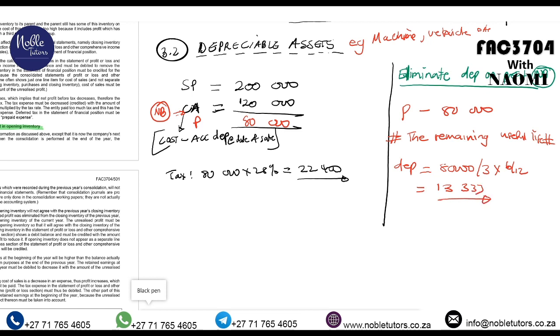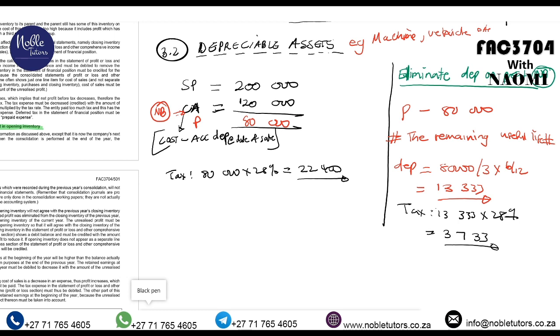13,333. Okay. Then I'm also going to eliminate the taxation on the depreciation. So 13,333 multiplied by 28% of depreciable assets. So my taxation on depreciation is 3,733.